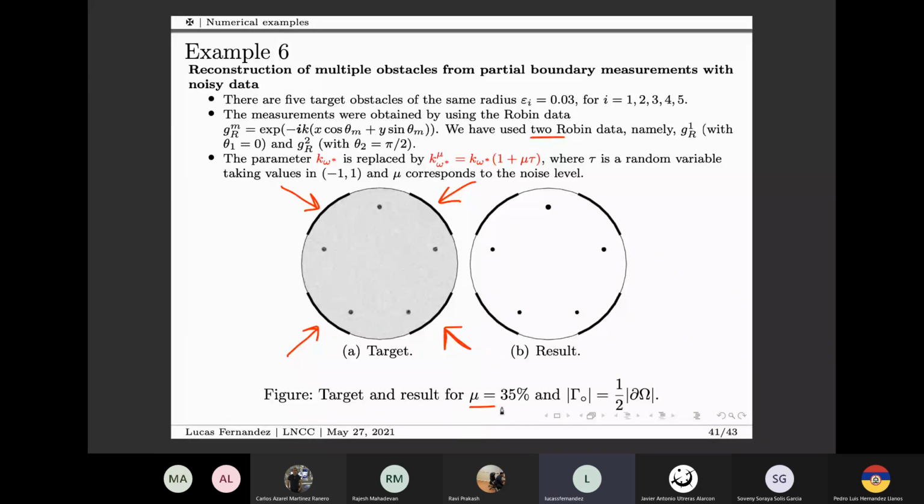This first result shows that the algorithm successfully reconstructs all the 5 obstacles from partial boundary measurements. As the size of the boundary observation region becomes shorter and shorter, the reconstruction results tended to be more degraded. Of course, because I have less information to recover the obstacles.